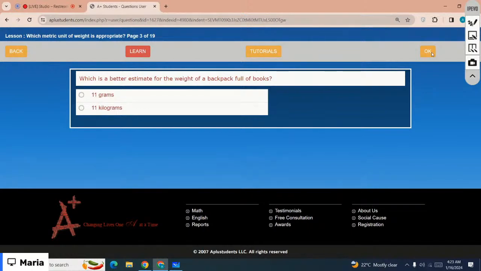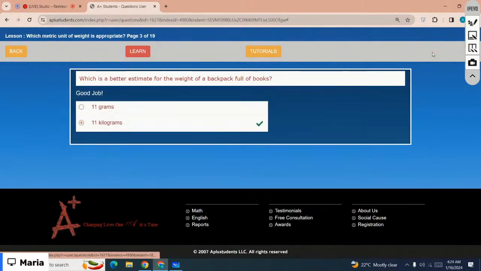Which is a better estimate for the weight of a backpack? A backpack full of books. Which is the correct option? Because that is full of books. That is 11 kilograms, right? Because that is a backpack full of books. 11 grams is too small.